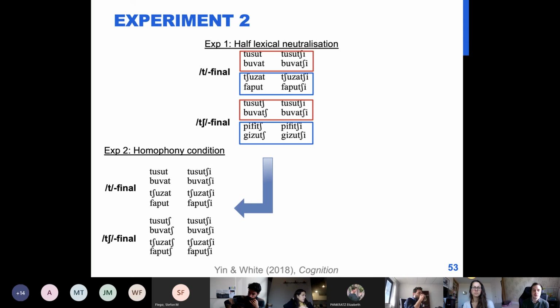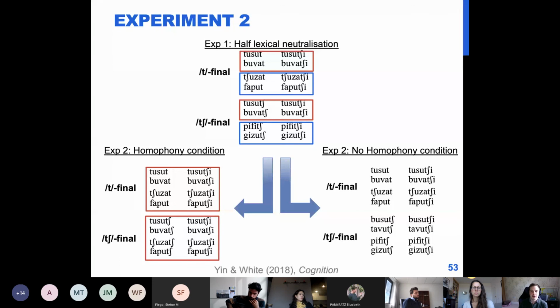So what we did in experiment 2 was we separated that into 2 conditions. We had a homophony condition where, in an extreme case, we divided it in an extreme way, so all of the cases created homophony whenever the neutralizing rules applied, and we had a no homophony condition, where none of them created homophony. So the rules were still phonologically neutralizing, but they never created any homophony.